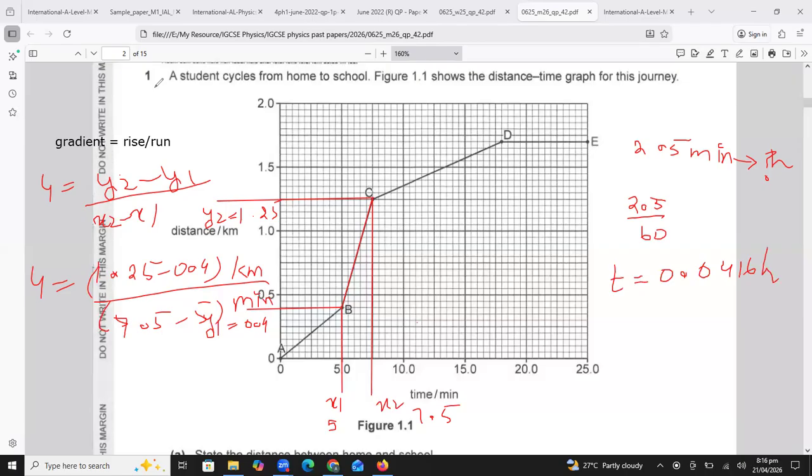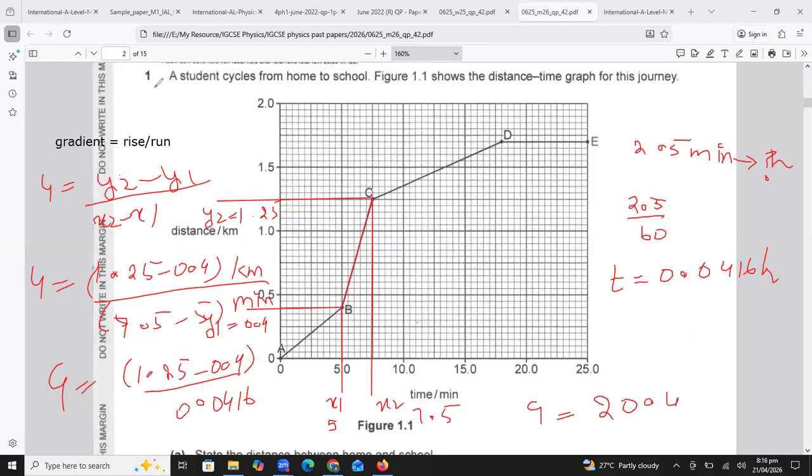All right, hours. So now, students, we will put the values in this formula of gradient. Okay, so 1.25 minus 0.4 divided by 0.0416. So what is the value of the gradient? Gradient, we are getting 20.4. So basically, the gradient is the maximum speed of the child and the unit is kilometer per hour. Did you understand this question, students? All right, please note down this calculation.